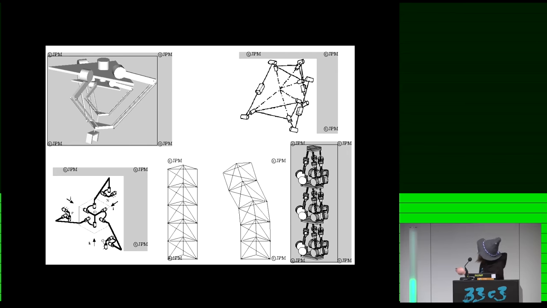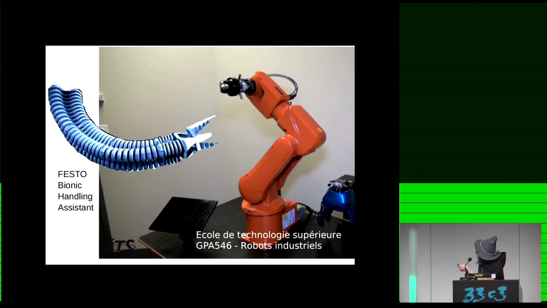We also have serial robots, which, you know, have a larger workspace, which is also segmented. So some motions are not possible.